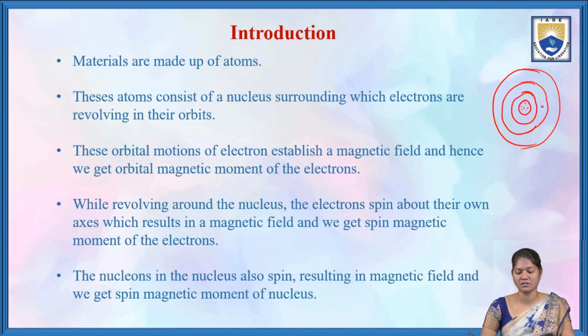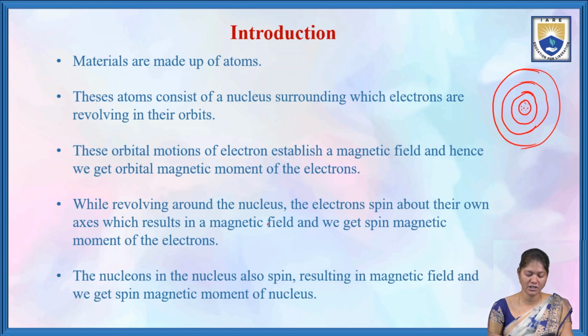When the electrons are revolving around the nucleus in orbital motion, in their particular orbital paths, they establish a magnetic field. So the orbital magnetic moment arises because of the orbital motion of electrons in their orbits.